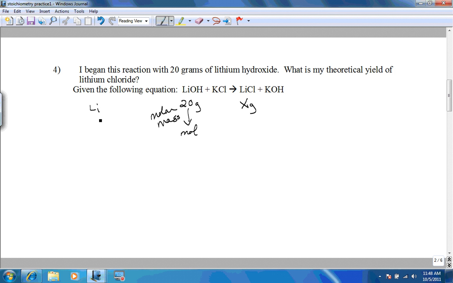So we have Li, O, and H. We have one lithium at 6.94. We have one oxygen at 16.00. And we have one hydrogen at 1.01. We're going to add those three numbers up.